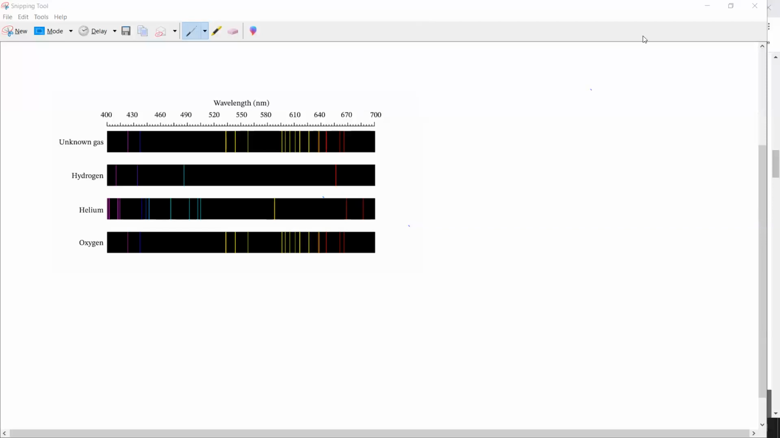All right, so real quick, I just wanted to show you a sample of the emission spectra. This is what we just found with hydrogen. So if you notice that second line of hydrogen, it has a red stripe, 2 blue stripes, and a purple stripe. That is the emission spectra for hydrogen.